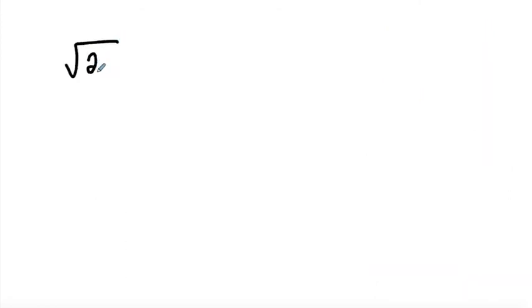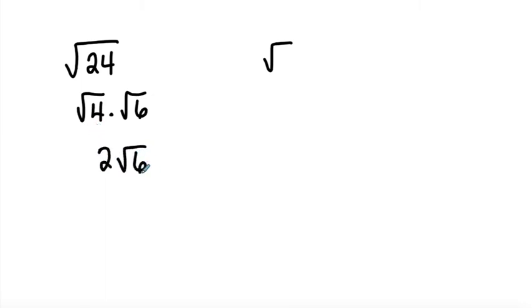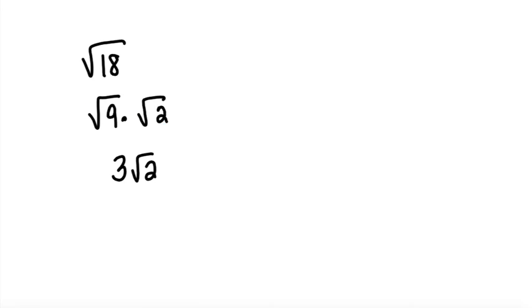The square root of 24. All right, so thinking about that square root list, I know that the square root of 24 can be rewritten as the square root of 4 times the square root of 6, 4 being the perfect square, so I can simplify that to 2 radical 6. All right, let's try another one. The square root of 18. The square root of 18, love it because it's another one of those 9 factors. That can be rewritten using the product property as the square root of 9 times the square root of 2, so 3 radical 2.